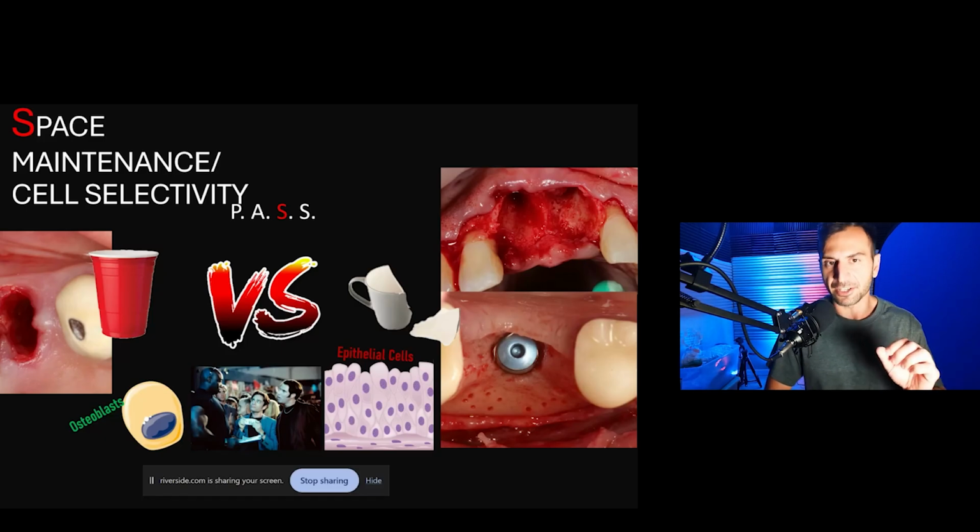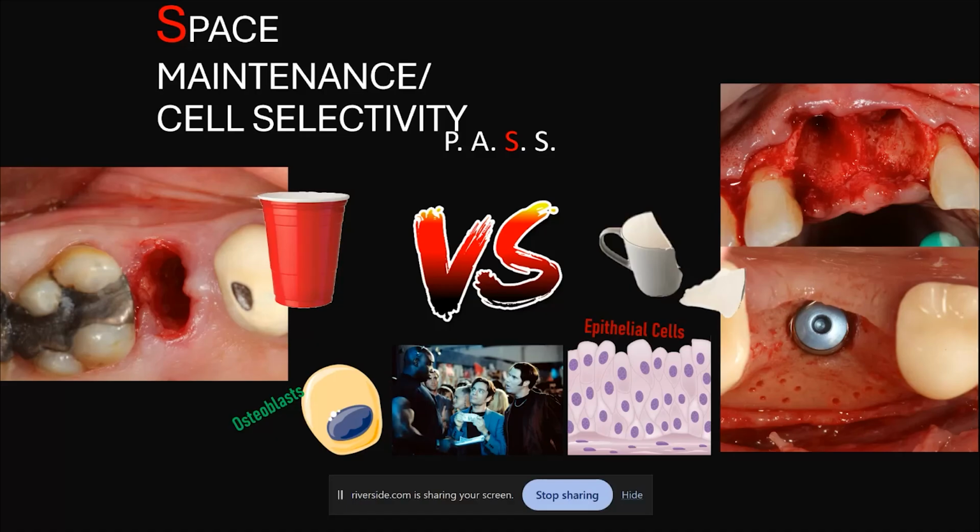Cell selectivity here is super critical because, again, remember I told you those epithelial cells are super quick versus the bone cells, the osteoblasts, the osteoprogenitor cells, being so much slower. You need to slow the epithelial cells down or keep them out even better. Let them run into each other and separate them out from the region you want, bone. So again, maintain the space for just the cells you want. That's what this S is trying to tell you.